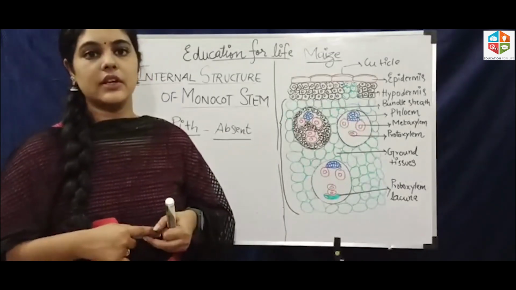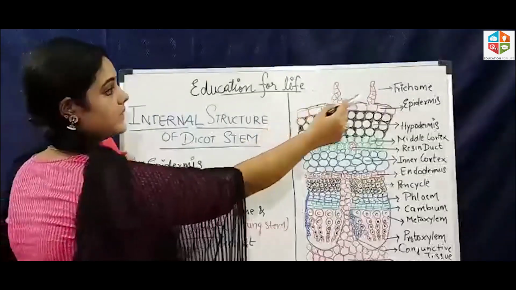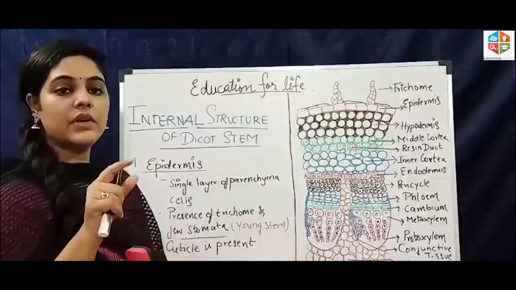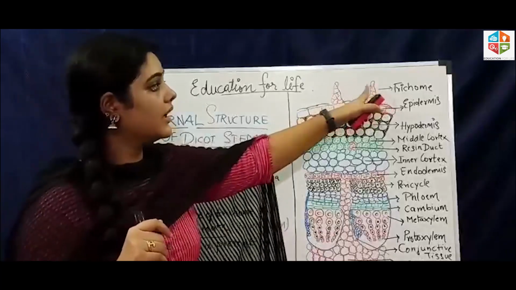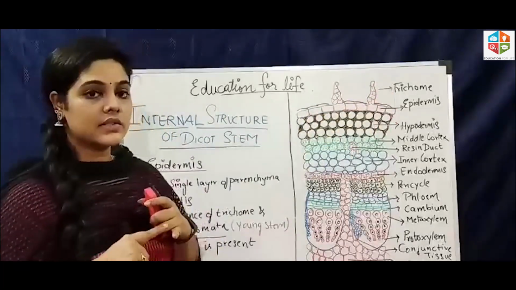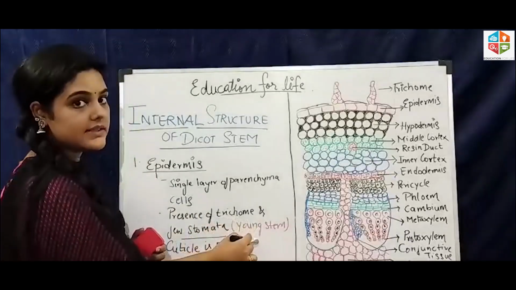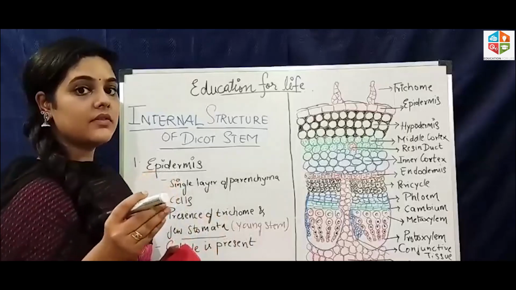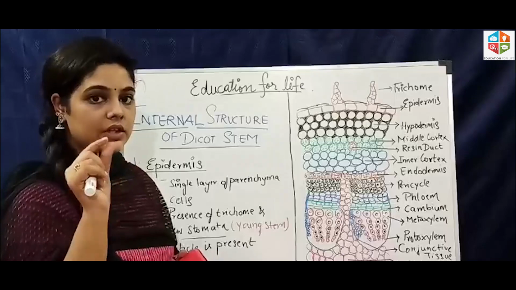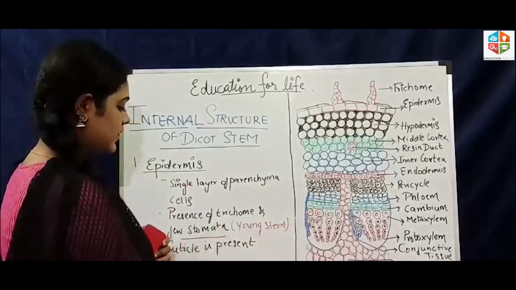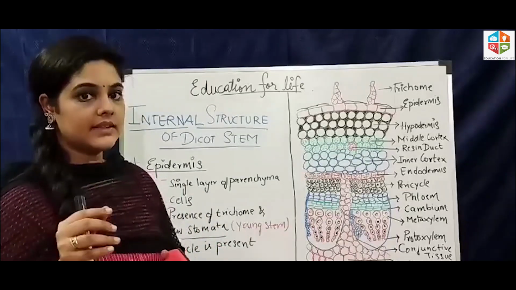Next we will see the structure of the dicot stem. The first one is the epidermis. The epidermis is made up of a single layer of parenchyma cells. Then you find the epidermal hairs, which are called trichomes in case of stem. You can see a few stomata in young stems, which help in transpiration. There is a lining of a chemical substance called cutin, which forms the layer of cuticle. The cuticle helps prevent the loss of water in this stem.